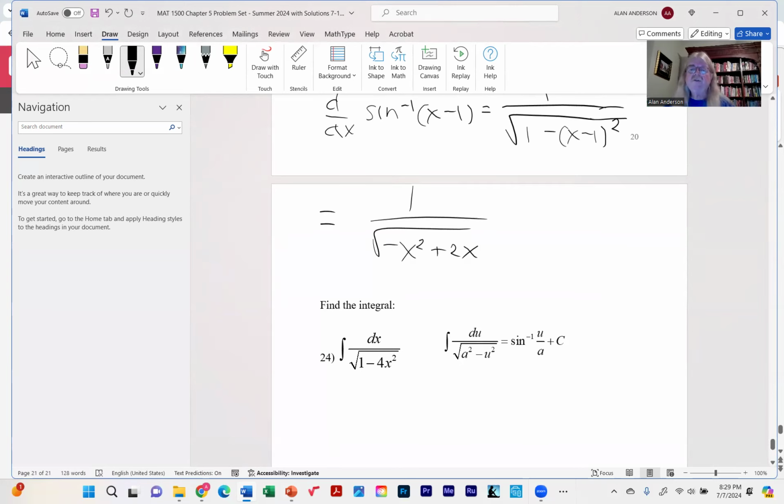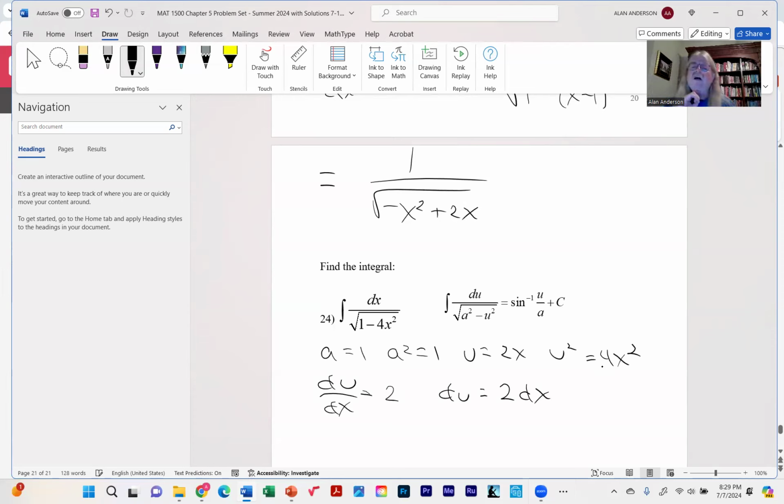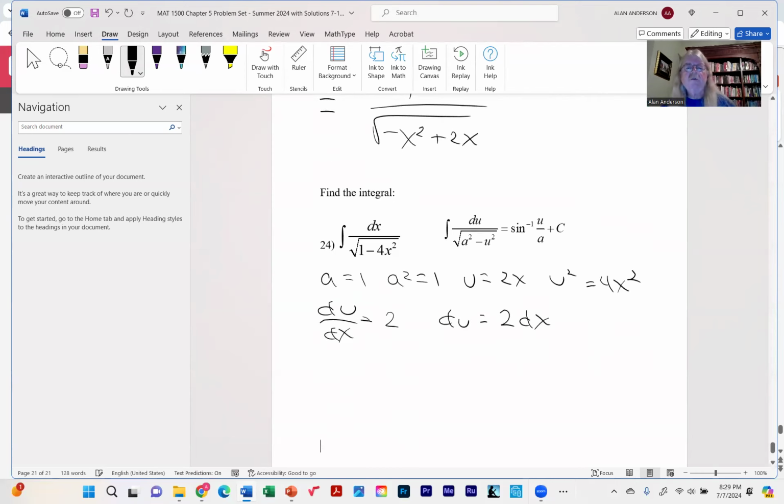With the understanding, now here's where we have to be careful though. If a is 1, a squared is 1. If u is 2x, u squared is 4x squared, which is fine. But then du dx would be 2. So we need to supply that 2 to fit this into this form. So we're going to write 1 half 2 dx.